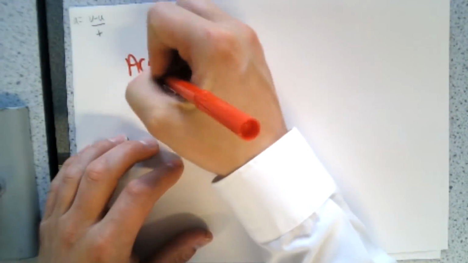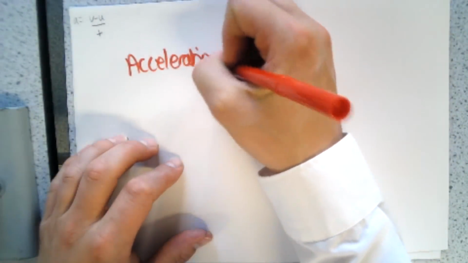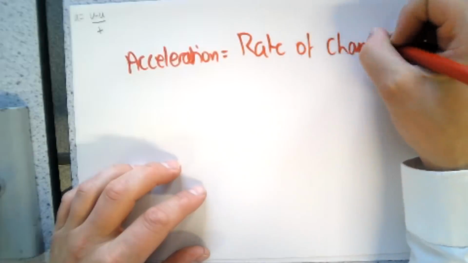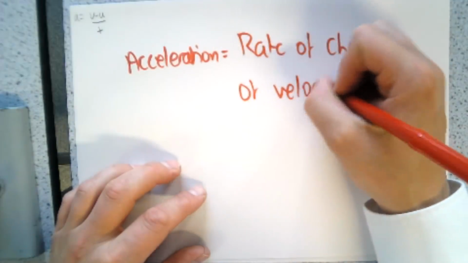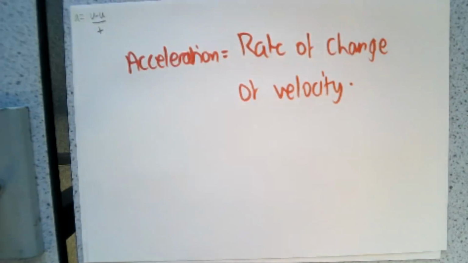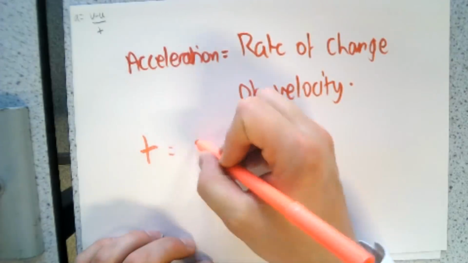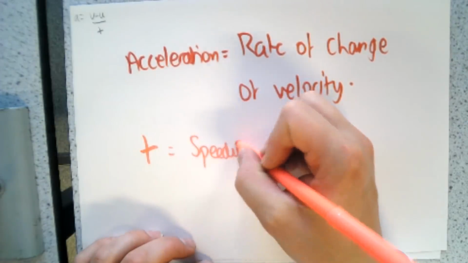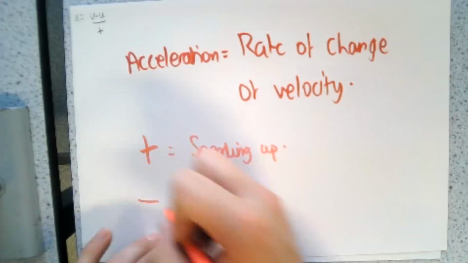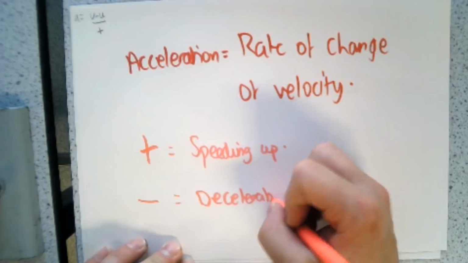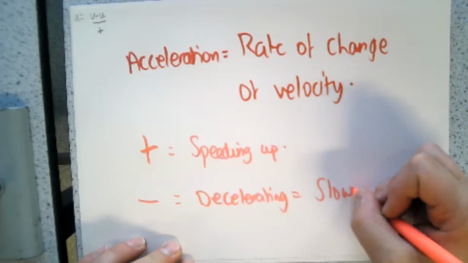Acceleration is the rate of change of velocity. If an object has got a positive acceleration, it's speeding up. If it's got a negative acceleration, we say it is decelerating, and it's actually slowing down.